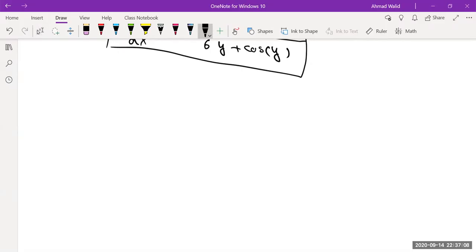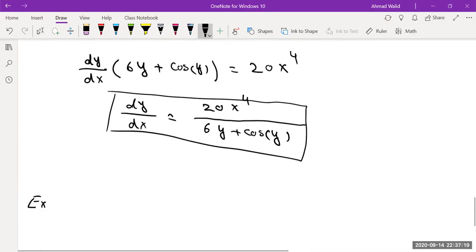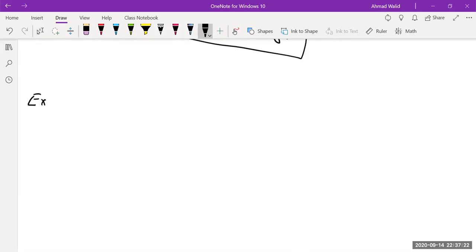Let's do one more example. I want to show you something else in this example. Example number 4. For example, I have x cubed plus y cubed equals 6xy. Again, they are asking you here to find the first derivative of this function. It means find dy dx, or y prime, whatever notation you're using.